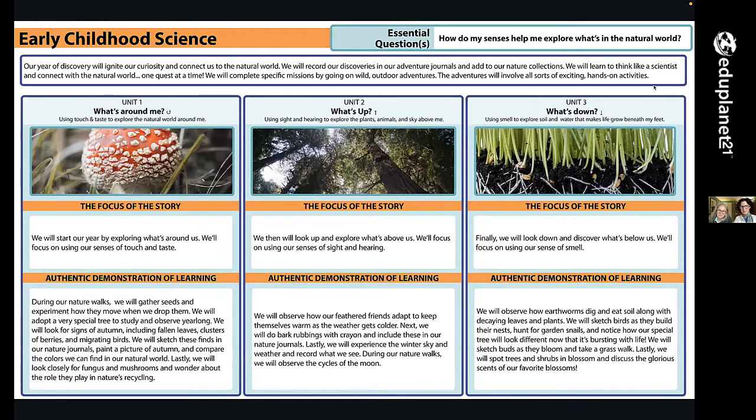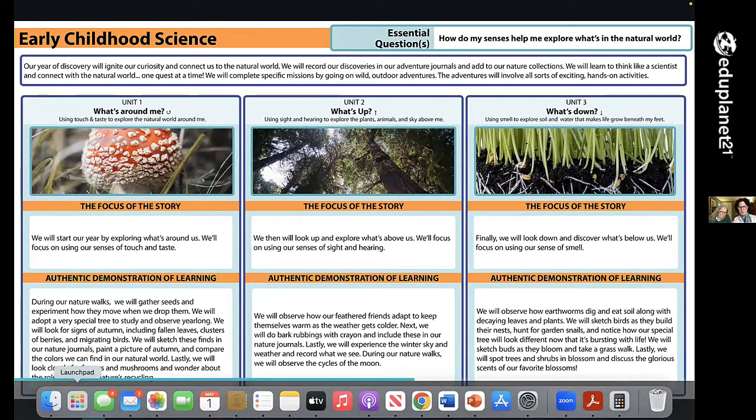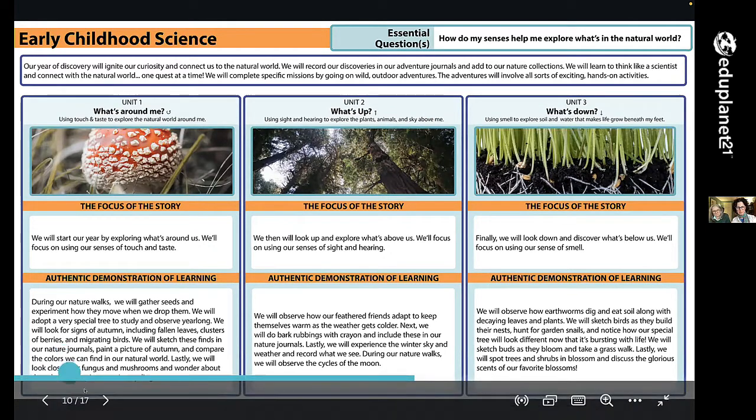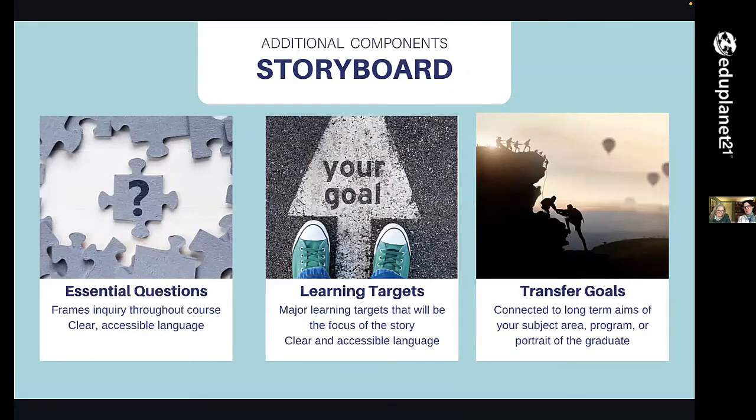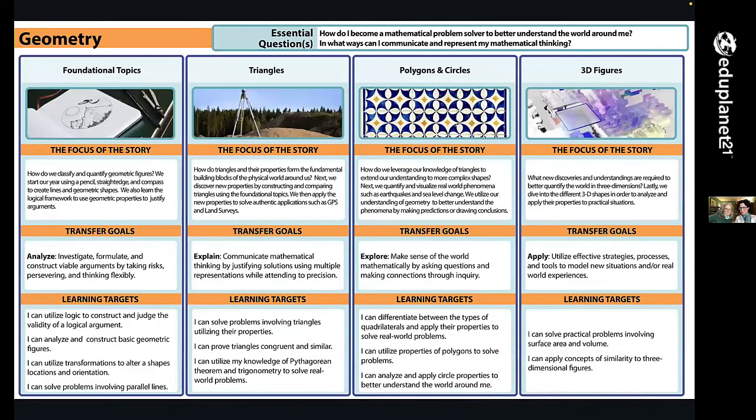Lovely. So we wanted to show you another one. There we go. So as we're thinking about making a meaningful connection to both learning targets and transfer goals, something that perhaps is already in your unit template if you're using a UbD 2.0 template, this is an example from a geometry course.